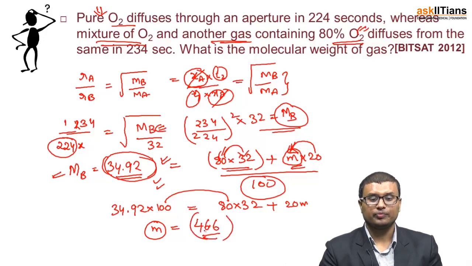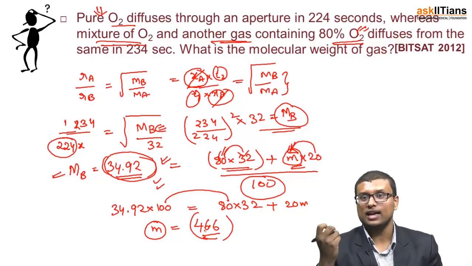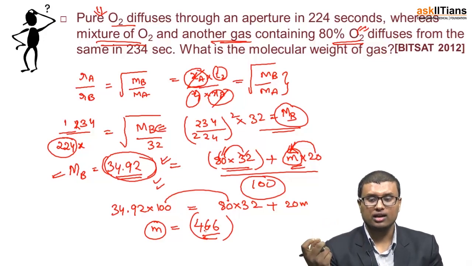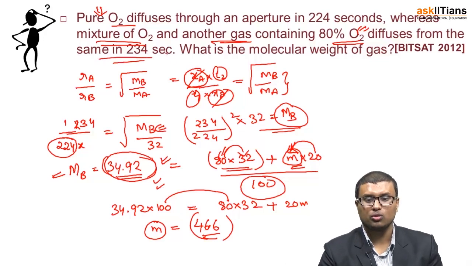So this is how your Graham's law of diffusion is also useful in calculating the molecular weight of an unknown gas, right? So once you know the rate of diffusion, you can calculate the molecular weight of the other gas which is present in the mixture with the known gas. So Graham's law is also useful in this concept to know the molecular weight of the gas which is getting diffused with the known gas. For example, here the known gas is oxygen. So this is also an interesting question.